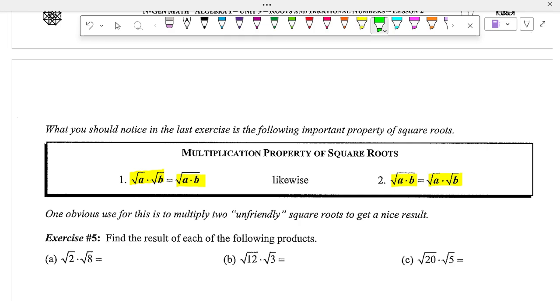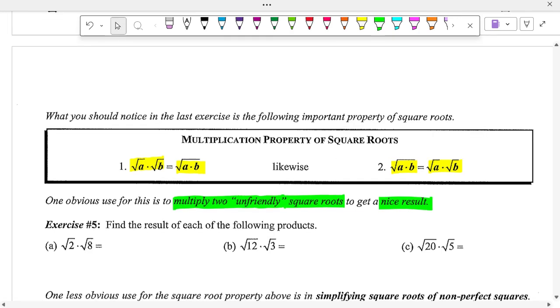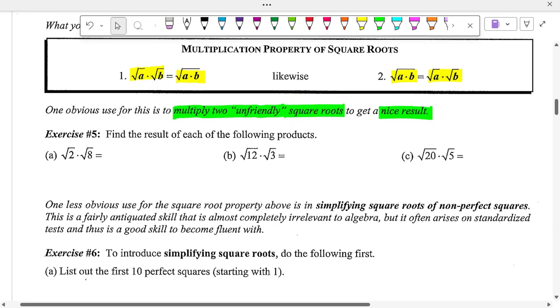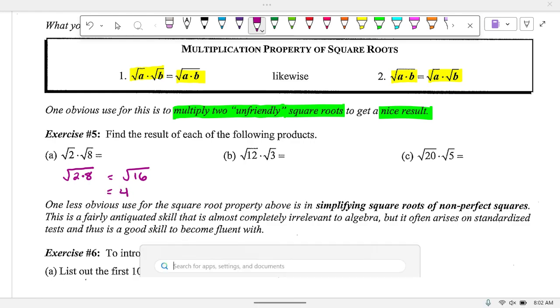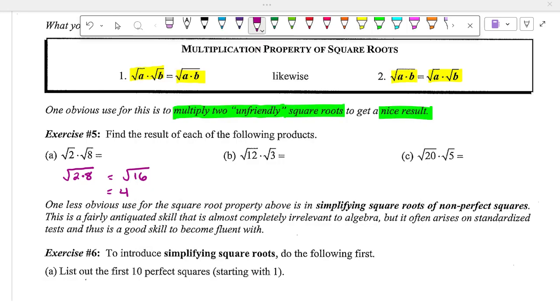Now, this really comes in handy when we're multiplying two unfriendly square roots, and it'll give us a nice result. In other words, we started out with non-perfect squares, but when we multiply them together, we get a perfect square. So for example, letter A, I could rewrite square root of 2 times the square root of 8 as the square root of 2 times 8, which, what's 2 times 8? 16. So this would be the square root of 16, which is 4. And just for funsies, let's say we put that in our calculator.